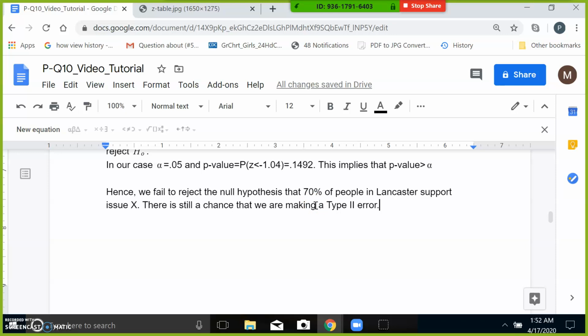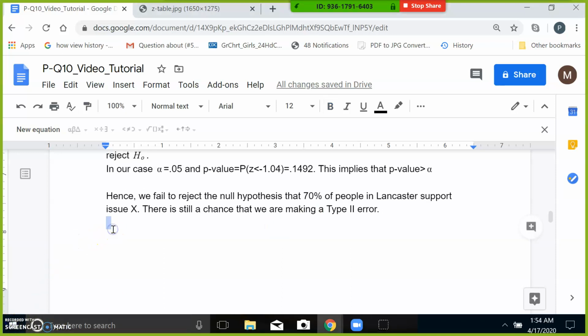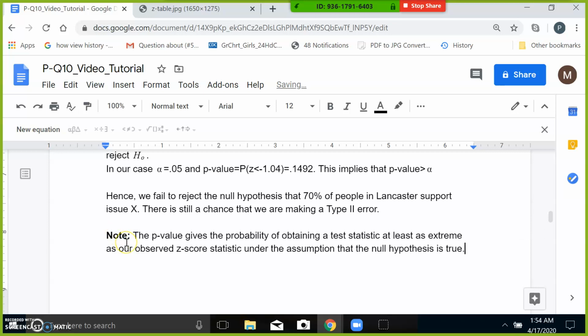Okay, so let me talk a bit about the p-value a bit more here. The p-value gives the probability of obtaining a test statistic at least as extreme as our observed z-score under the assumption that the null hypothesis is true. So let me go back to a picture so you can kind of see what's going on here.